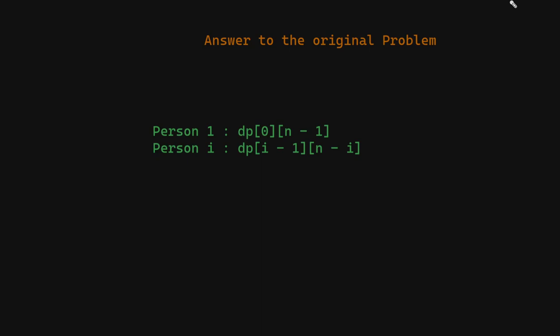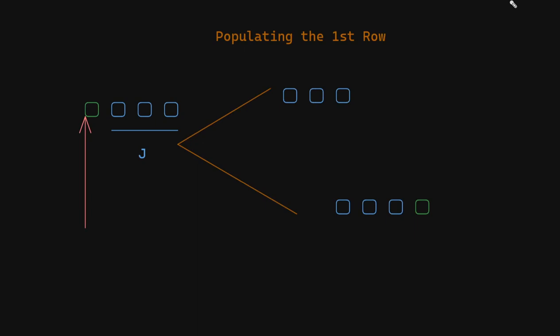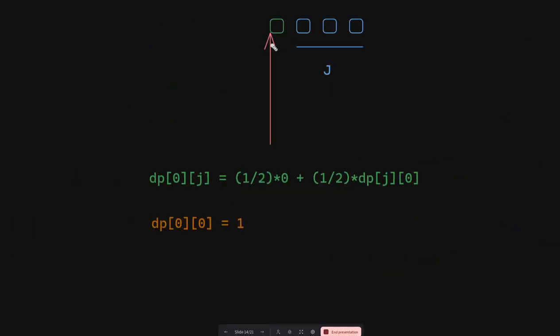Now let us focus on the first row. In the first row, we know that i would be 0, which means there are 0 persons standing to the left of the candidate and j persons standing to the right. So in one operation, with probability half, either our candidate gets eliminated from the game, or with probability half they move to the back of the queue. So you can clearly see that DP[0][j] would be half into 0, as the person is eliminated, plus half into DP[j][0].